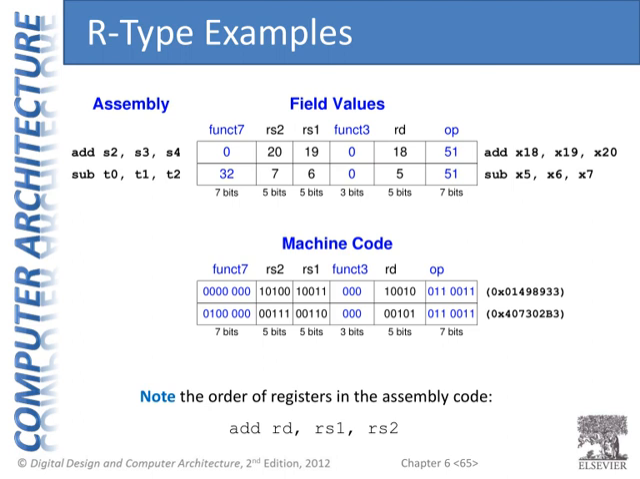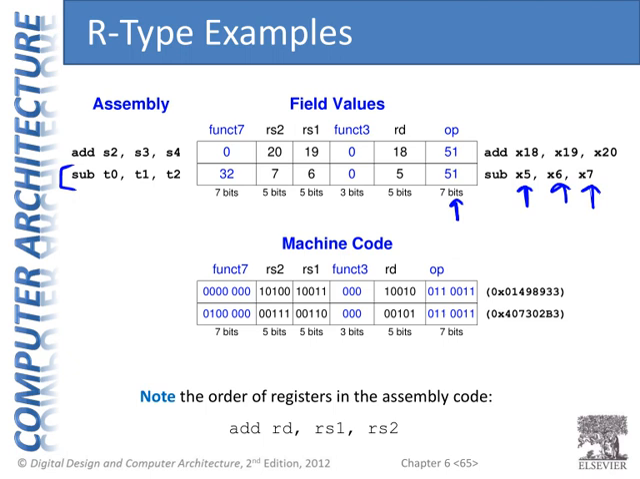So then we can do a similar thing with subtract. So here we have subtract, also an R-type instruction. T0 is register 5, T1 is register 6, and T2 is register 7. So we put our opcode in for subtract. It's also opcode of 51.